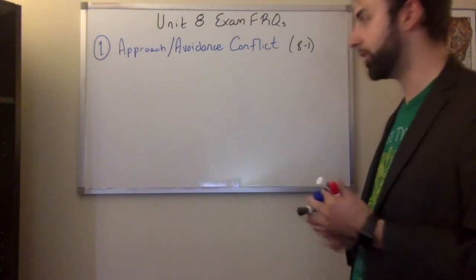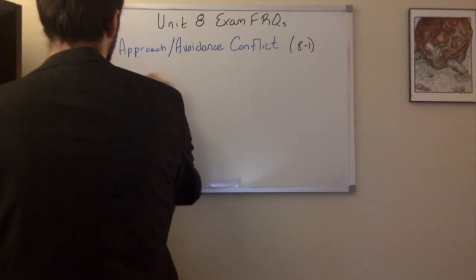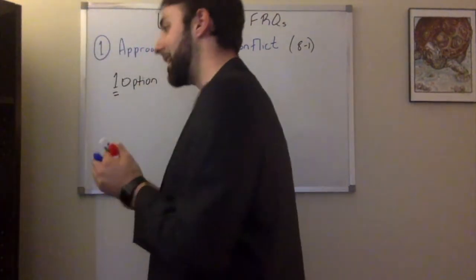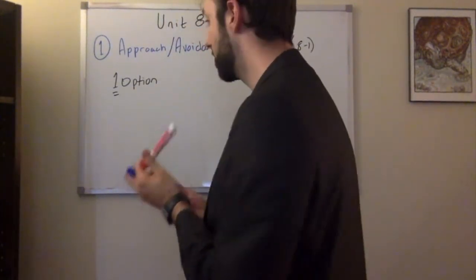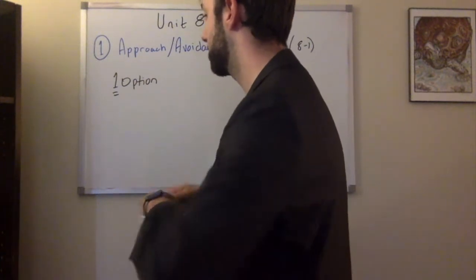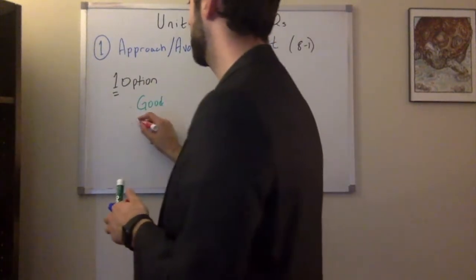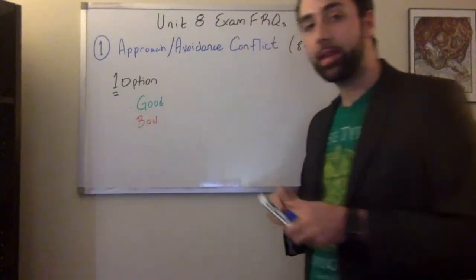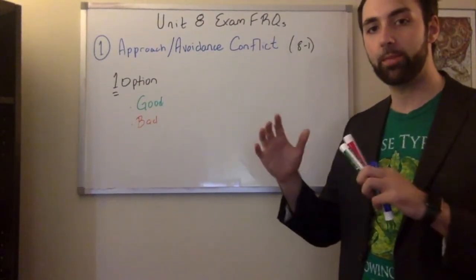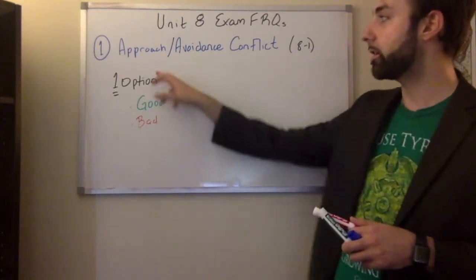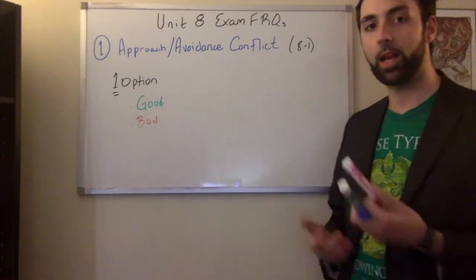An approach avoidant conflict occurs when you have one option. That's very important. That single option, though, has both good and bad. For example, you may very well have been accepted to a college that fits really all of your criteria, but it's incredibly expensive. That would be what we call an approach avoidant conflict, where you have one option in front of you. It has a lot of good and a lot of bad.